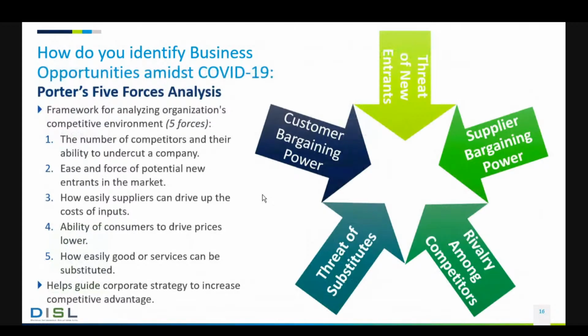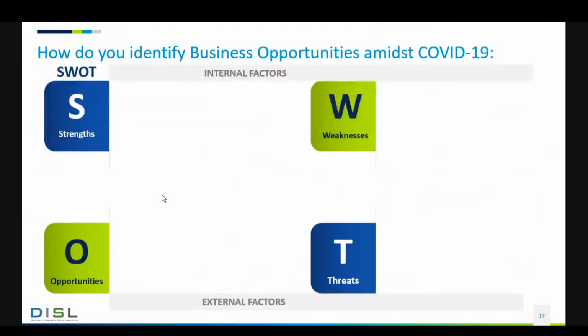number of competitors and their ability to undercut within the COVID-19 environment, the ease and force of new entrants coming into the market, how easily suppliers can drive up the cost of inputs, the ability of your consumers to drive prices downwards, and how easily goods or services can be substituted. Now, all these factors come together and help guide a corporate strategy to increase your competitive advantage and try to remain in business within this challenging time.